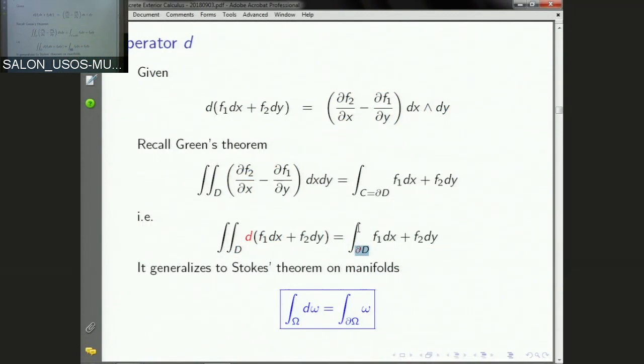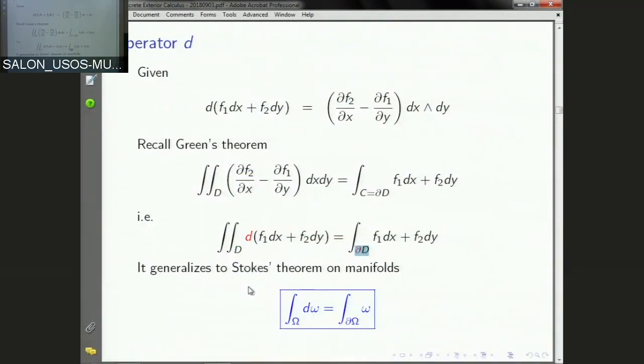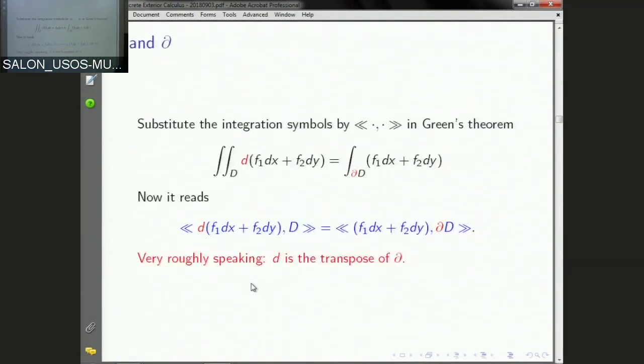Okay? Let me just mention for completeness that Green's theorem, divergence theorem, and Stokes theorem generalize to any dimension on curved spaces or manifolds in the following way. Here the lowercase omega would be f1 dx plus f2 dy, and the capital omega would be the domain. Now, that same equation I have just written, I'll express it explicitly to show the relation between d and the boundary operator.